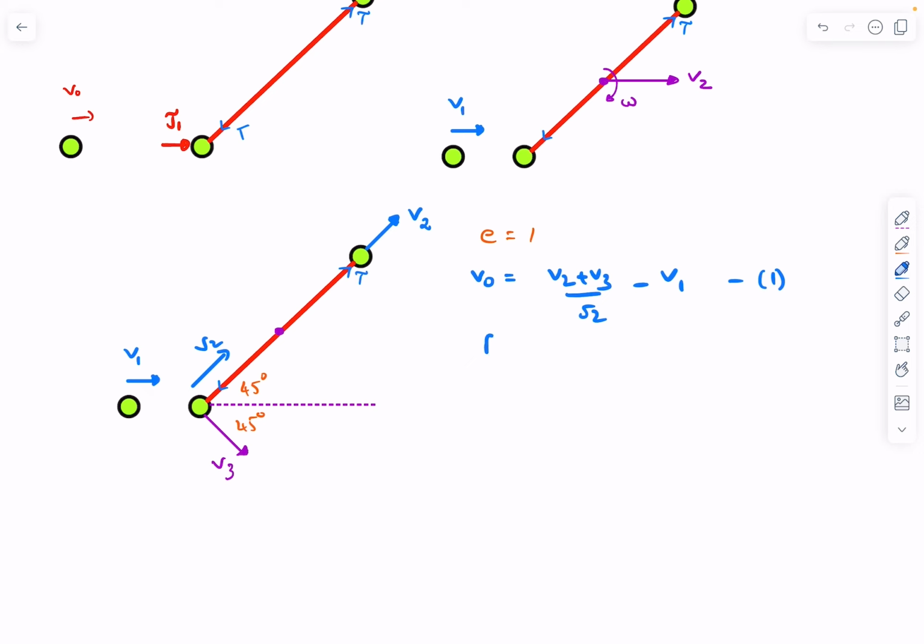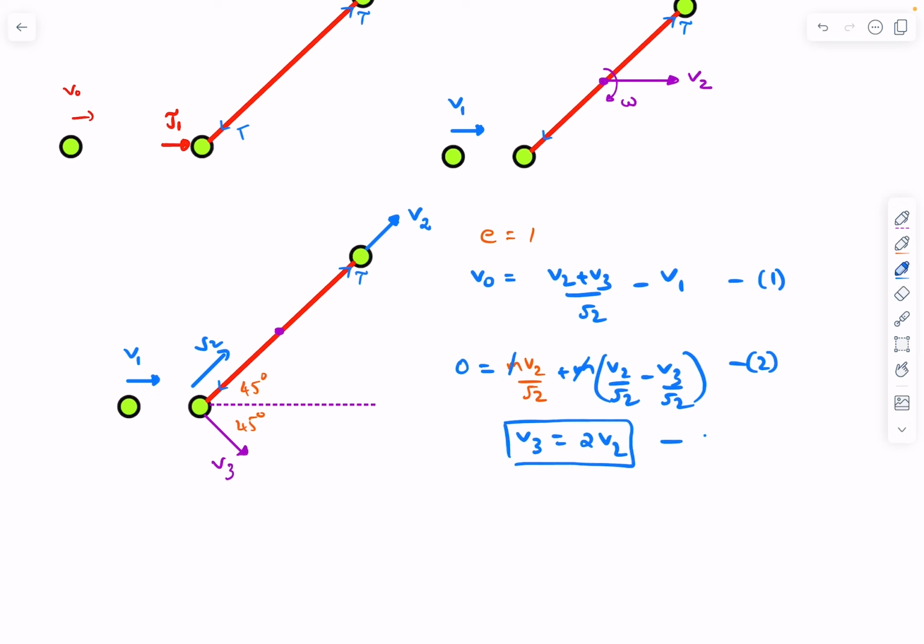And secondly, let's conserve the momentum. We'll say that the net momentum is conserved in the x and y directions. First, in the y direction, initially the momentum was 0. Finally, this guy has a component of mv2 cos 45, or sin 45, it's the same thing, so it's mv2 by root 2. And this guy has a momentum of mv2 by root 2 minus mv3 by root 2, right? So the m's cancel out and we get v3 equals twice v2. This would be our second equation.